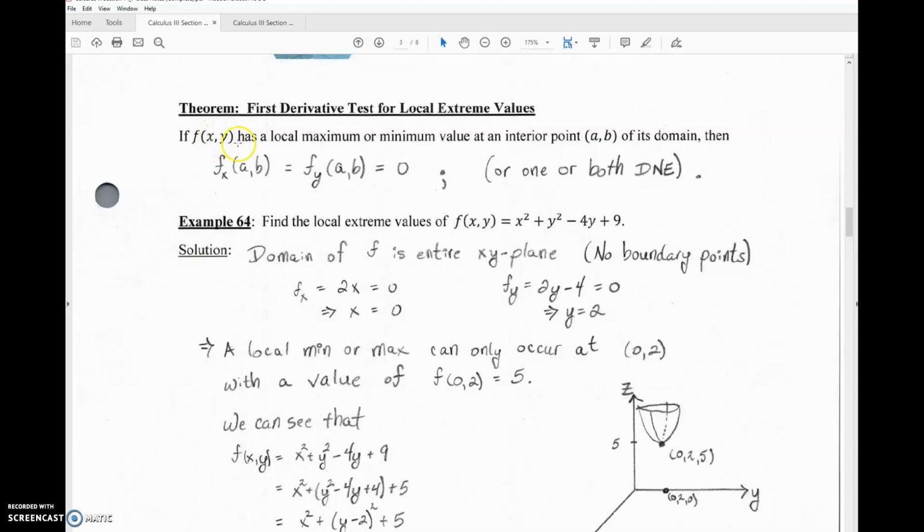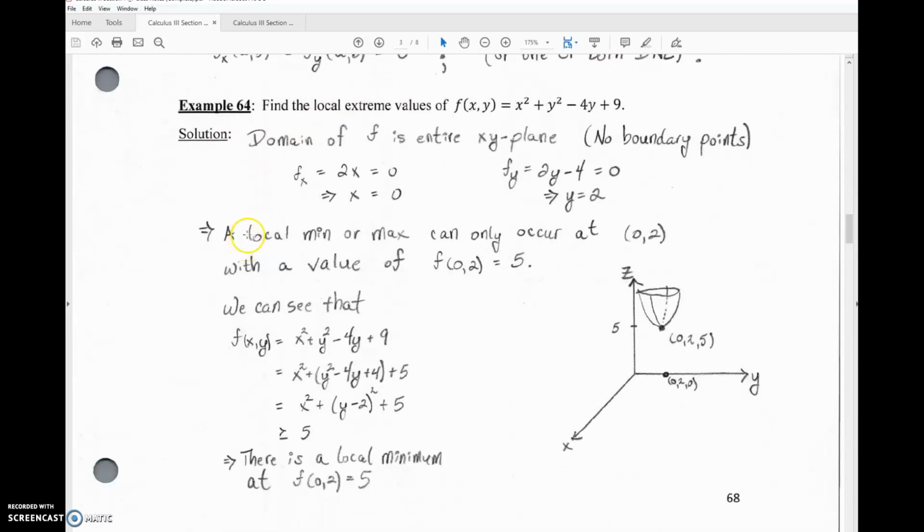If a function f of x, y has a local maximum or a minimum value at an interior point of its domain, so we're talking about an interior point of its domain, then the partial of f with respect to x at that point (a, b) is equal to the partial of f with respect to y at that point (a, b), and they're both equal to 0. Or one or both don't exist.